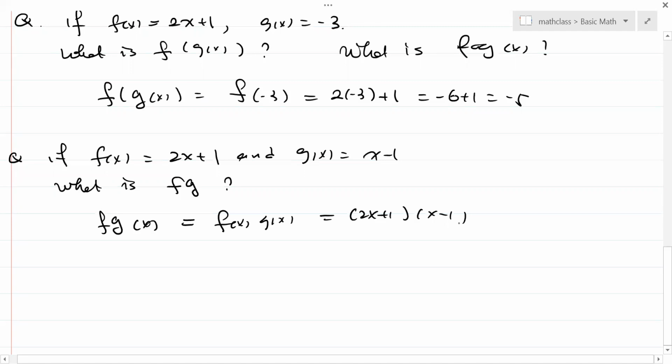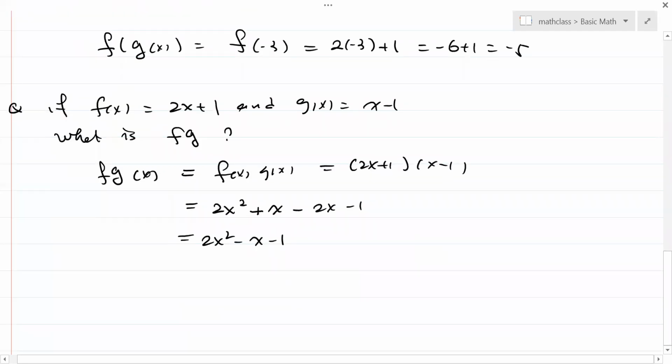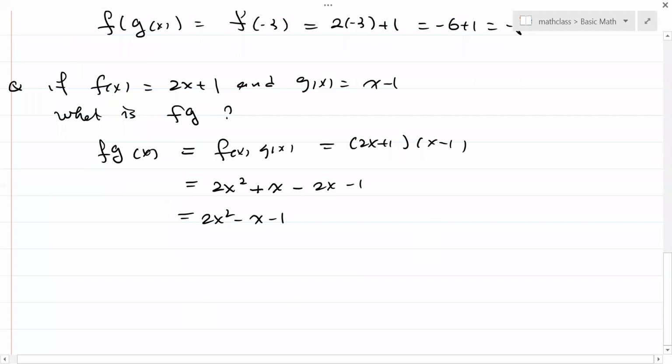Now you can multiply this out, so you get quite different formulas. Here 2x times x, plus 2x times negative 1, plus x, minus 1. After you simplify it, you get this. So this is your formula for the product of those two functions, okay?